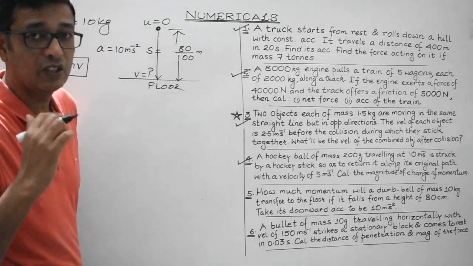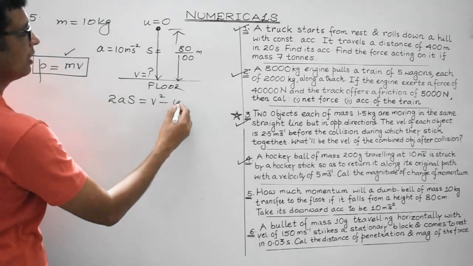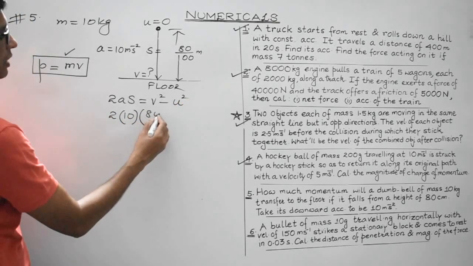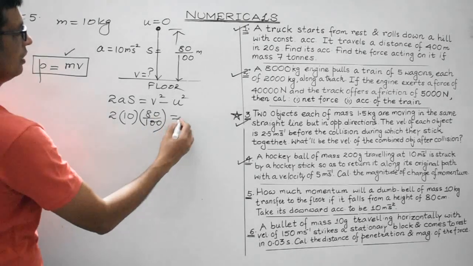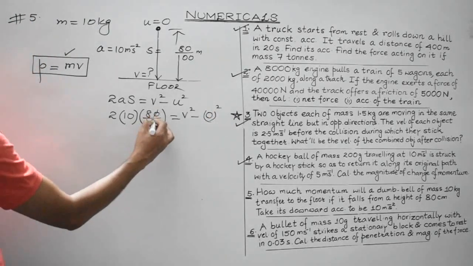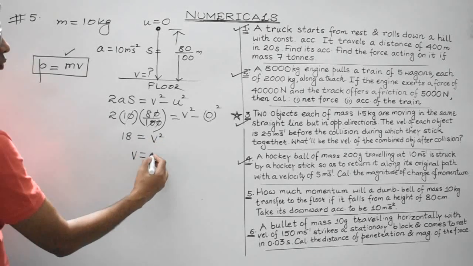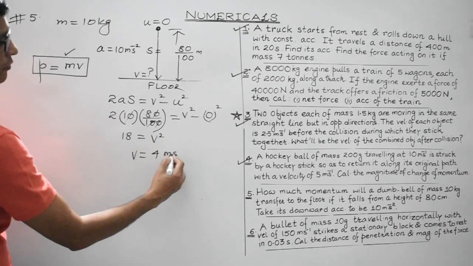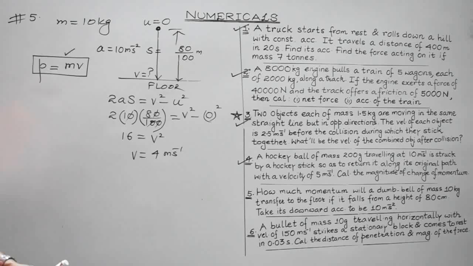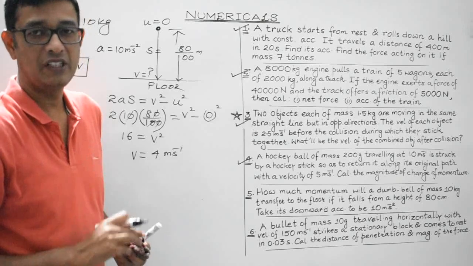So we can make use of the third equation of motion. Using the third equation of motion we get 2as is equal to V square minus U square. So let's substitute the value: 2, A is given to be 10, S is given to be 80 by 100, V square is to be found, minus U square is 0. So let's solve it. The zeros get cancelled. So 16. So V would be equal to plus minus 4. Taking the positive sign we get 4 meter per second. So the velocity with which the object hits the floor is 4 meter per second.